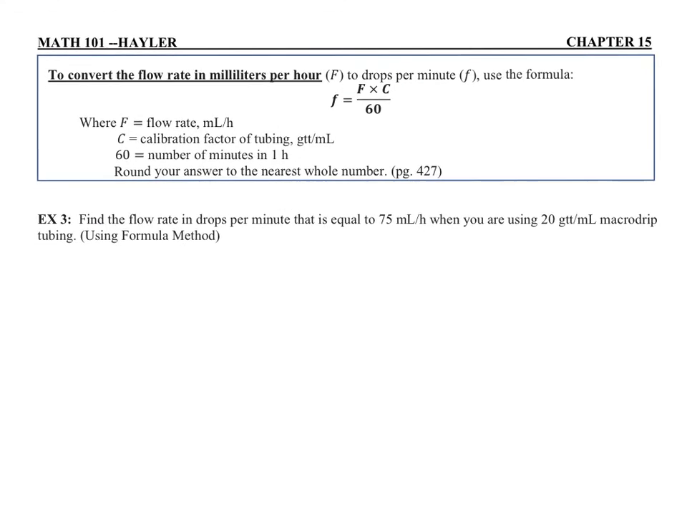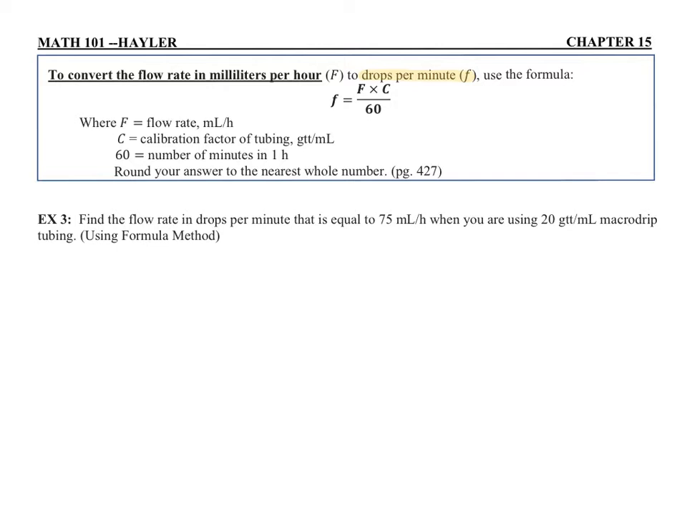So now let's take a look at the next concept. This is converting the flow rate in milliliters per hour. Capital F stands for flow rate, and then we're converting this to drops per minute, which is lowercase f. A good way to memorize that is that minutes are smaller than an hour, so we would use a lowercase f because minutes are smaller than an hour, and capital F was in terms of hours.